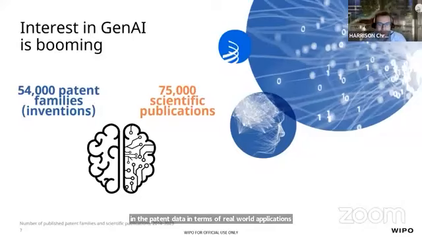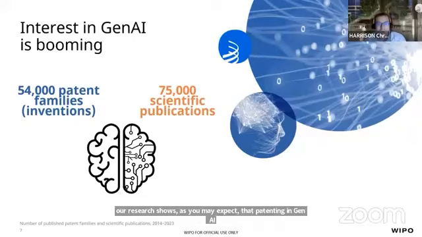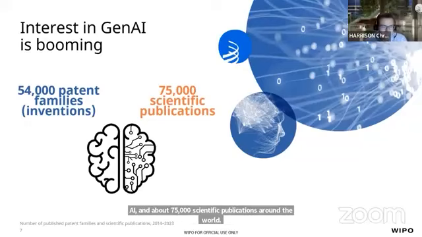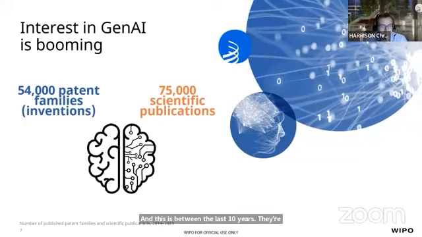Now, our research shows, as you may expect, that patenting in Gen AI is booming, and we looked at scientific publications as well as patent data, because that gives us quite a bit of context in terms of technology evolution from research through to commercial real world applications in patent data. We found that there are over 54,000 patent families, or inventions, related to Gen AI, and about 75,000 scientific publications around the world. And this is over the last 10 years, from 2014 up until 2023.